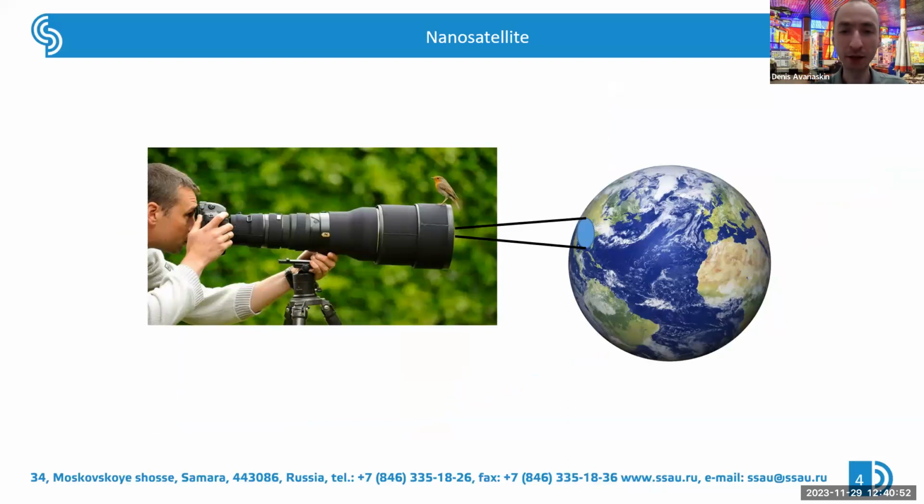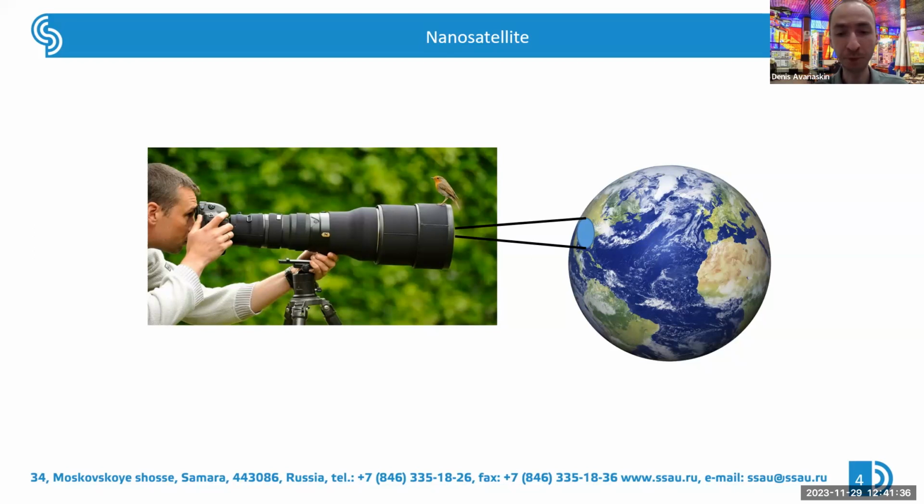So here I want to give you an example. If, for example, we want to have photographs or pictures of our Earth, we can take a large camera like here on this slide. We can build a large satellite. We can launch it, and it will fly around the Earth and will take pictures of quite a small area on the ground on the Earth. But the pictures will be very detailed. It will have a good resolution.